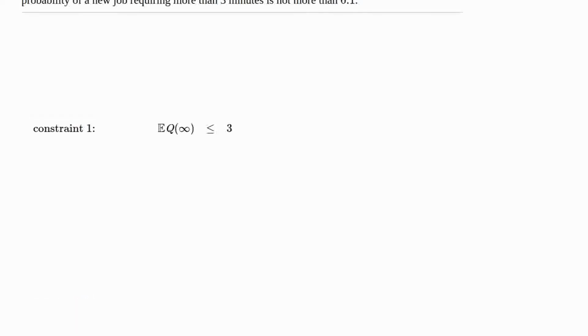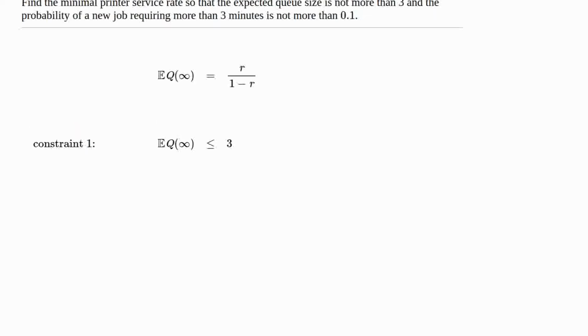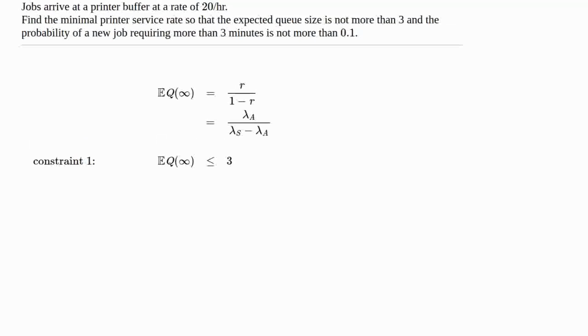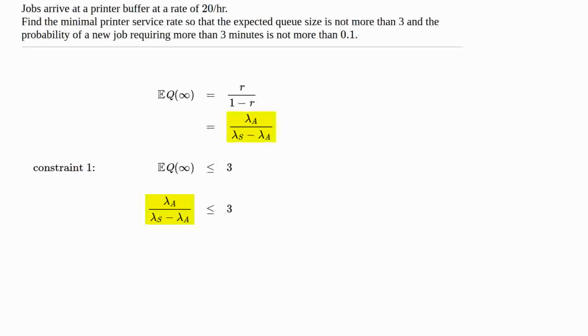The first constraint that we will test is that the expected queue length is less than or equal to 3. E of q infinity is less than or equal to 3. Well, we know that the expected queue length in steady state is r over 1 minus r. And when we multiply top and bottom by lambda s, we get that that's lambda a over lambda s minus lambda a.